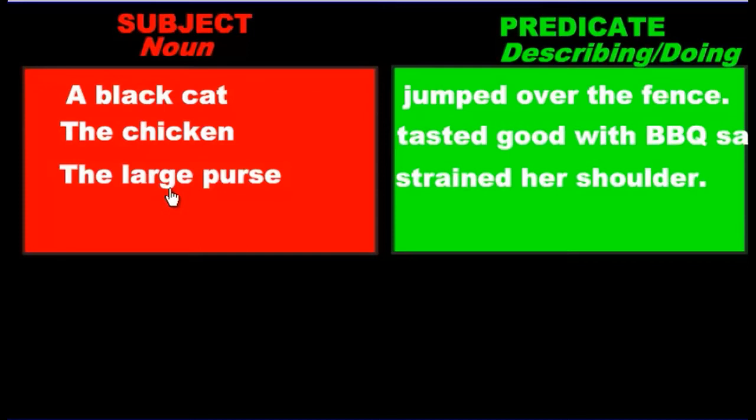So the general idea is that a subject is what you're talking about. We're talking about the black cat, the chicken, the purse. The predicate is when you describe what you're talking about. If you're talking about a black cat, don't just stop there. Tell us more about it. Describe it. It jumped over the fence. Or you could say, it clawed me. Or it meowed, or something like that. That would be the predicate. Here we're talking about the chicken. Describe the chicken. Tasted good, man. Tasted delicious. Okay? And that's basically the idea of it.